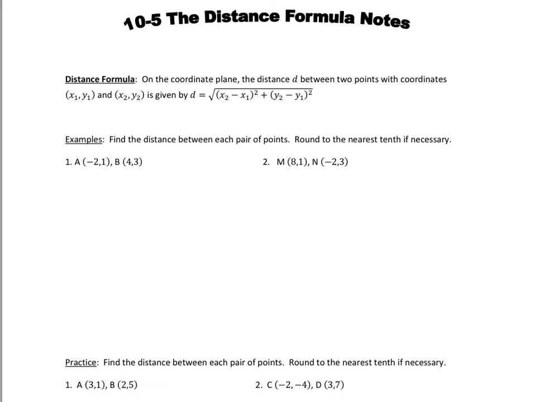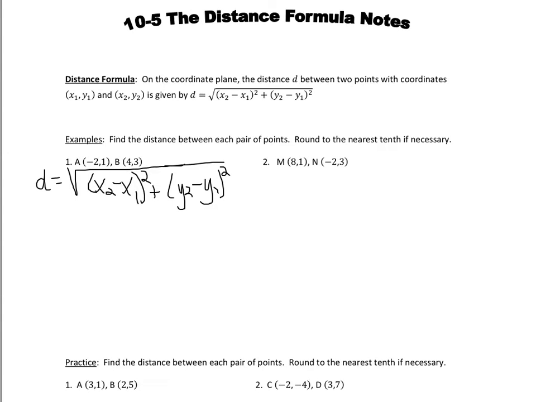So the first thing you always want to do is write down your formula, because we have to find the distance between A, which is (-2, 1), and B, which is (4, 3). So the distance is going to be equal to the square root of the difference between the x's, squared, plus the difference between the y's, squared. Then we add them together and take the square root.